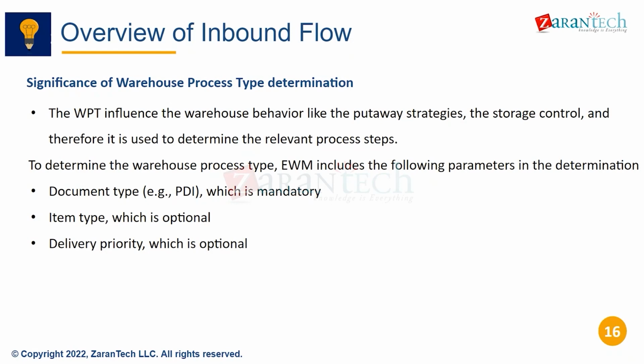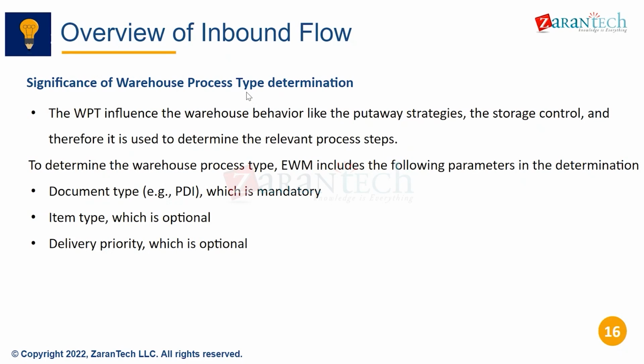For some bunch of products, whenever the document is created for these document types and item type or delivery priority indicator, maybe you will get it from there. So based on this differentiator, the warehouse process type will be assigned in the EWM system, so that particular process can be performed for those items in the EWM system. So this is the most important process type that has to be defined in EWM, and you'll always play with this warehouse process type.